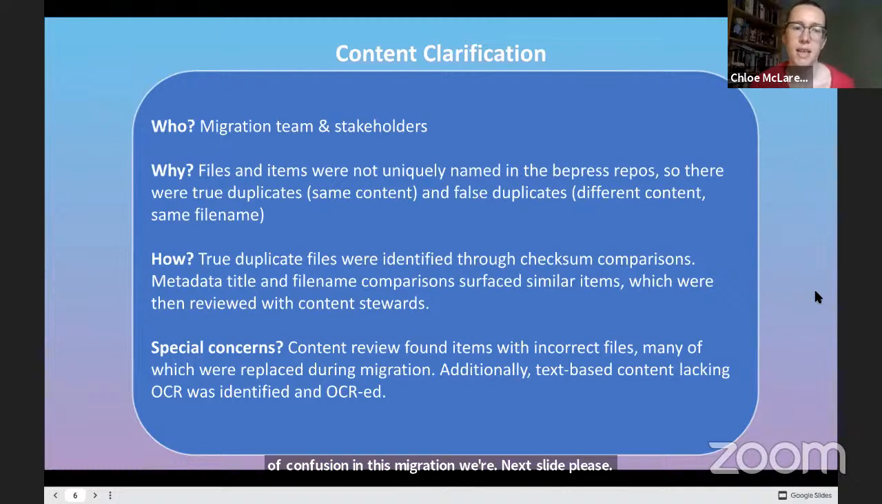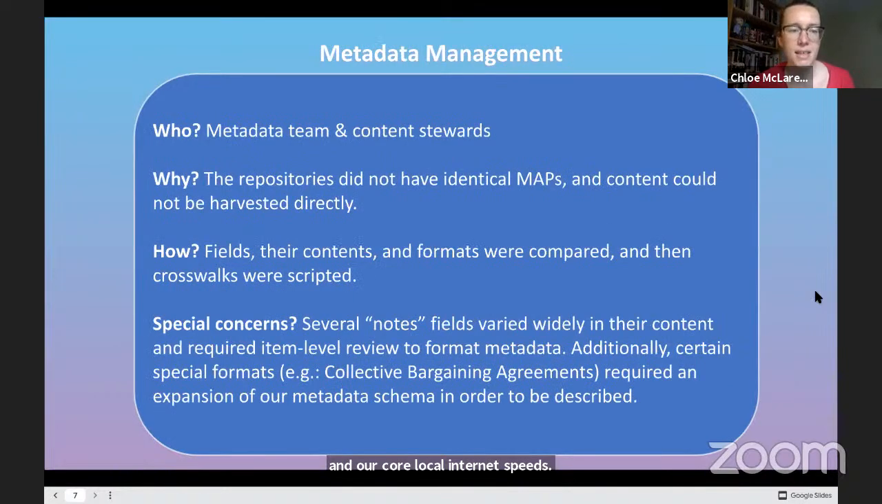Content. Files were not uniquely named in the migrating repositories, and sussing out which files were actually the same and which just had the same name was a difficult process, exacerbated by file size and volume and our poor local internet speeds. Next slide. And metadata.